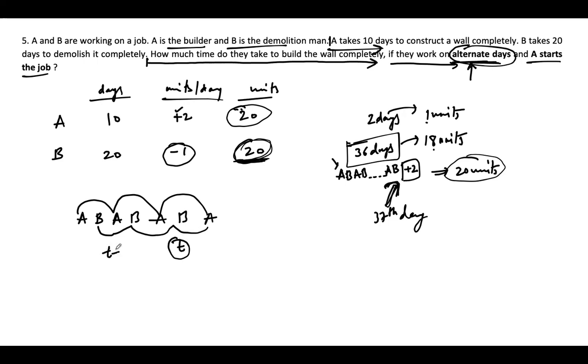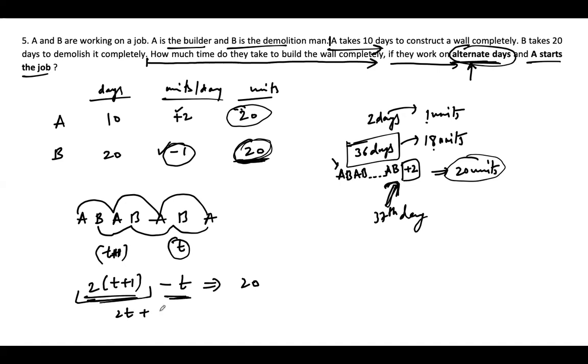So T plus 1. And what's the rate of A? 2. So if A does 2 units of work every day, in T plus 1 days, how much work will he do? (T plus 1) into 2, time into rate. Similarly for B, if he's destroying 1 unit every day, in T days he'll destroy T, so minus T. This work plus this work should equal 20.